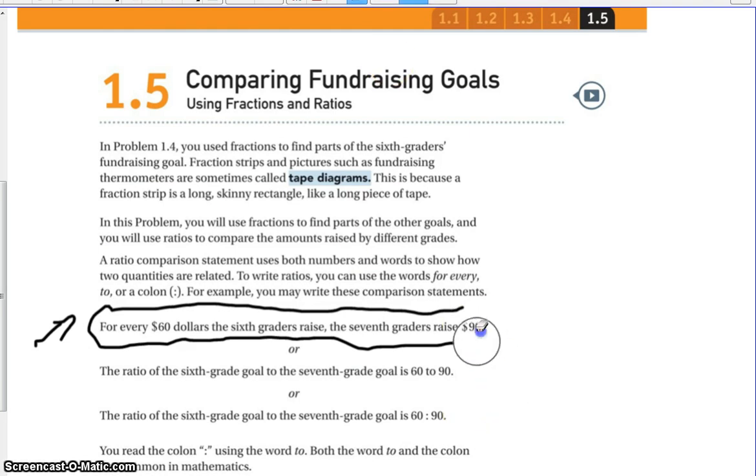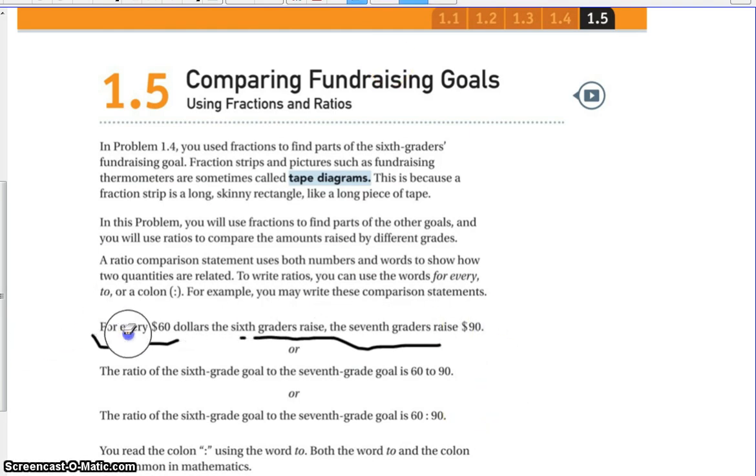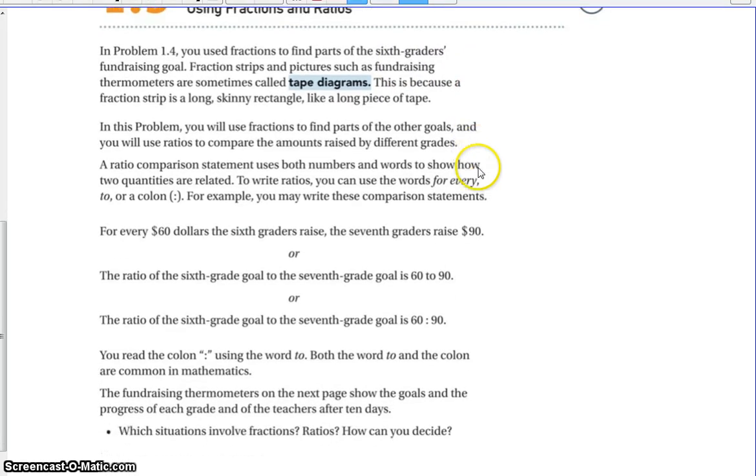So moving on. I'm going to erase this real quick. We talked a little bit in the video for 1.4 about ratios and making them equivalent to fractions. But just to review, a ratio is a comparison statement that uses both numbers and words to show how two quantities are related. To write ratios, we can use the words for every, to, or a colon. For example, we could write these following three comparisons.